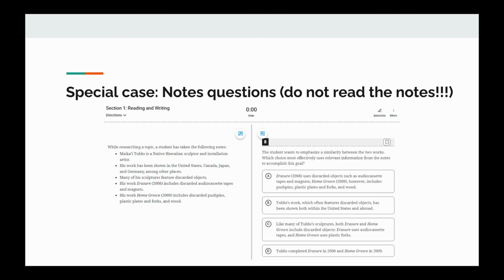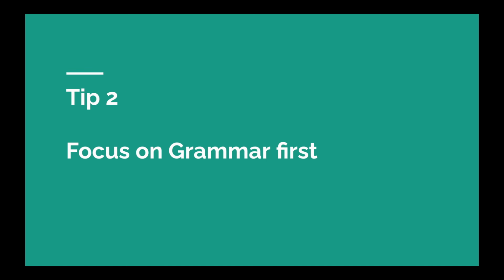Like many of Tubbs' sculptures, both, now this is a good sign, both Erasure and Homegrown include discarded objects. Erasure uses audio cassette tapes and Homegrown uses plastic forks. C shows similarity. Both of them use discarded objects. I'm 100% sure C is correct. I don't even need to read D. So this strategy works for every single notes question.